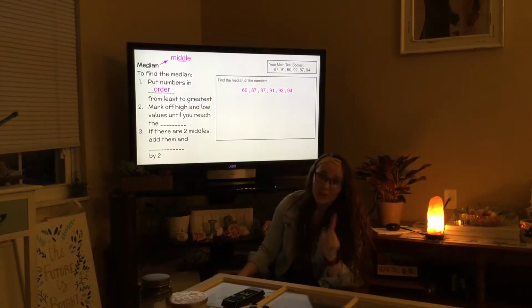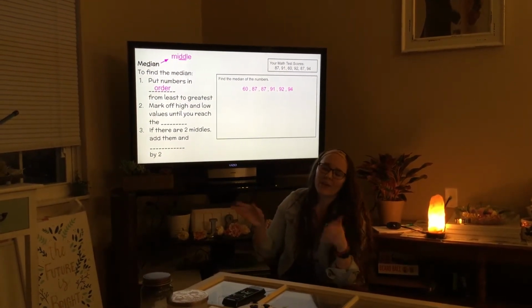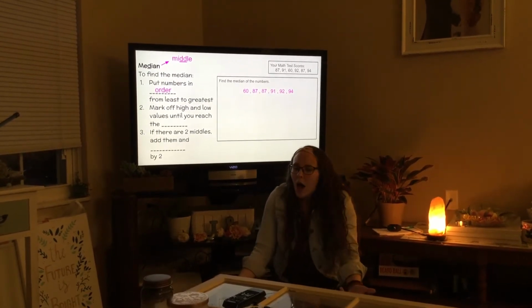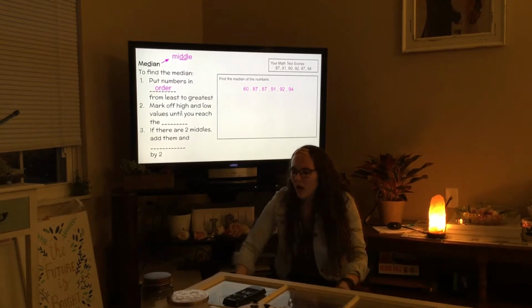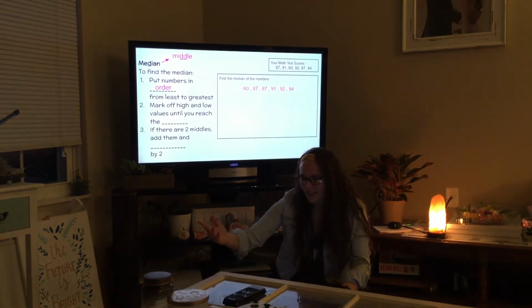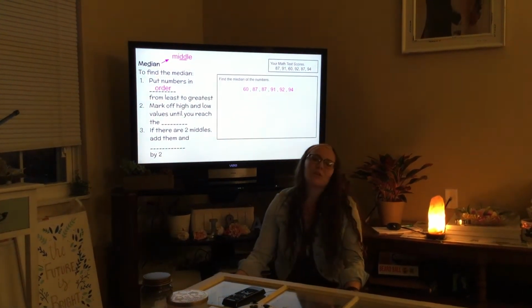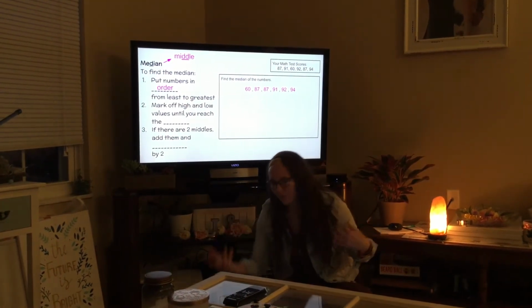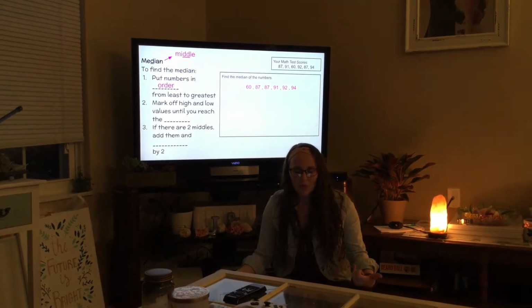So I put them in order from least to greatest. And now, once they're in order, I can find the true middle. If I don't put them in order from least to greatest first, I'm just finding the middle of the data set in the order that I wrote it down. That's not truly the middle of the data.